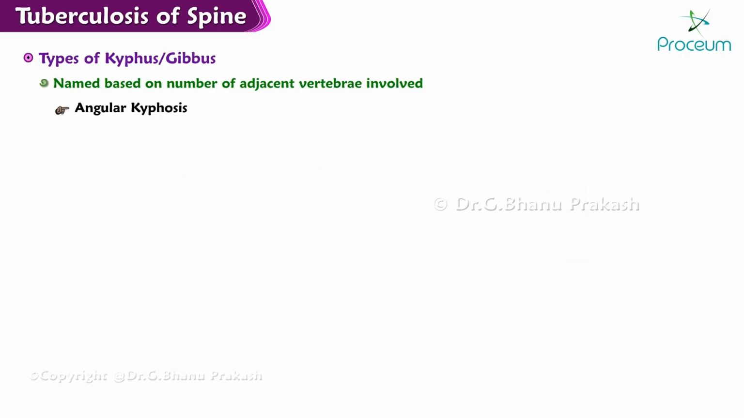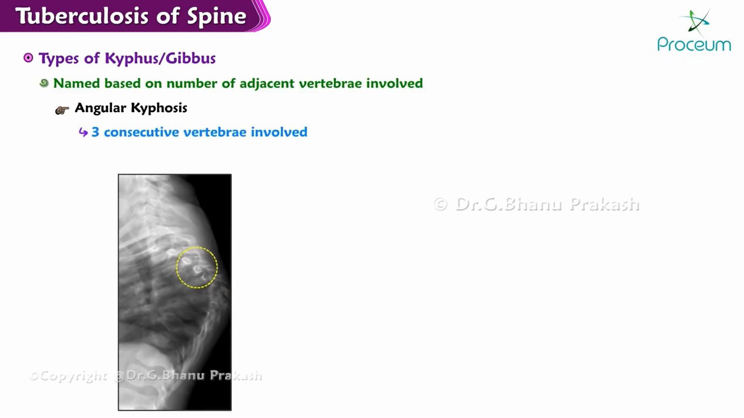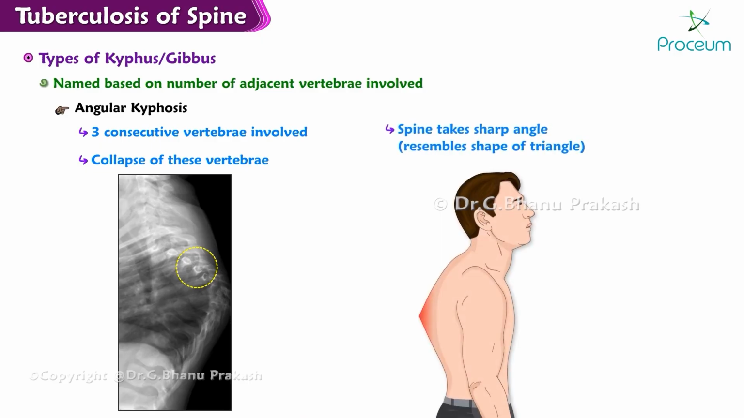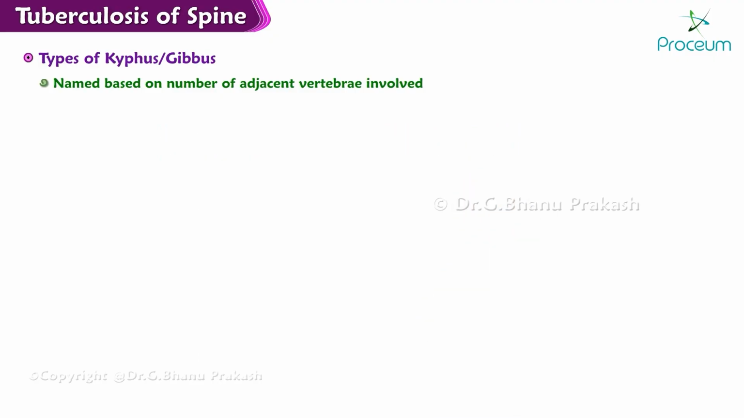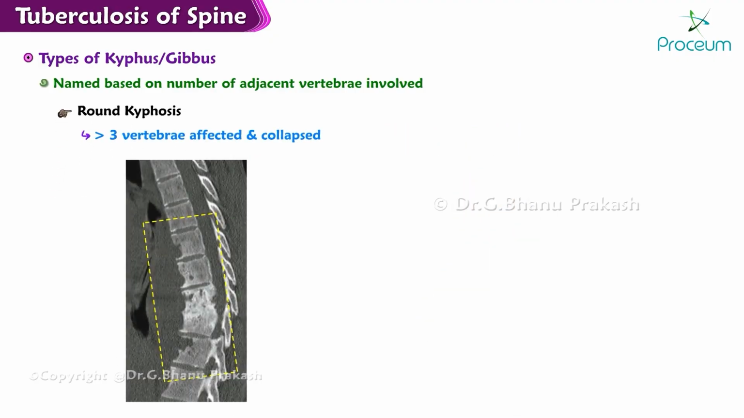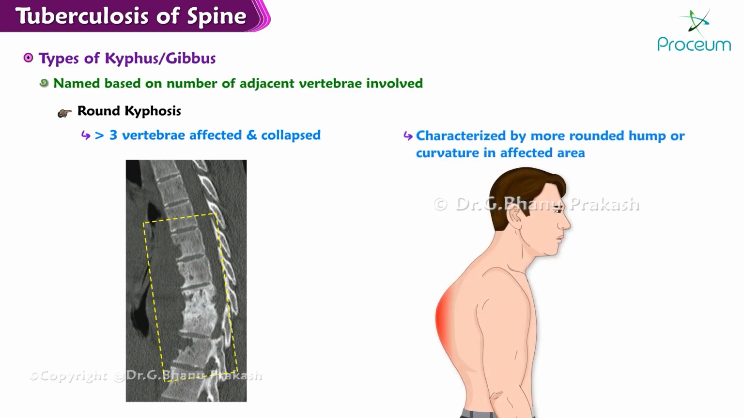Angular kyphosis. When three consecutive vertebrae are involved, the collapse of these vertebrae leads to an angular kyphosis. The vertebral bodies collapse in such a way that the spine takes on a sharp angle resembling the shape of a triangle. Round kyphosis. In cases where more than three vertebrae are affected and collapse, a round kyphosis deformity can occur. This deformity is characterized by a more rounded hump or curvature in the affected area of the spine.